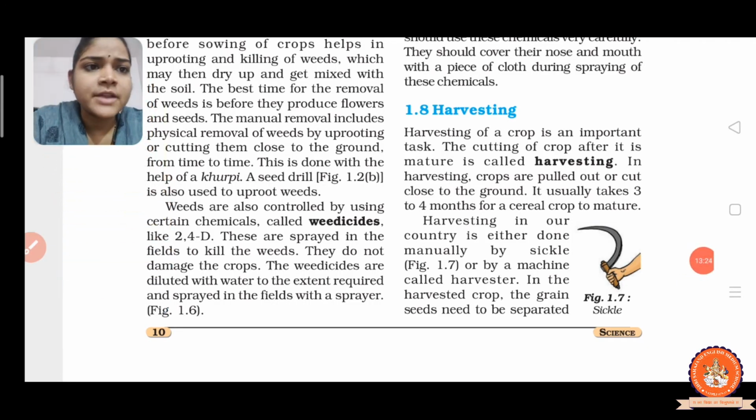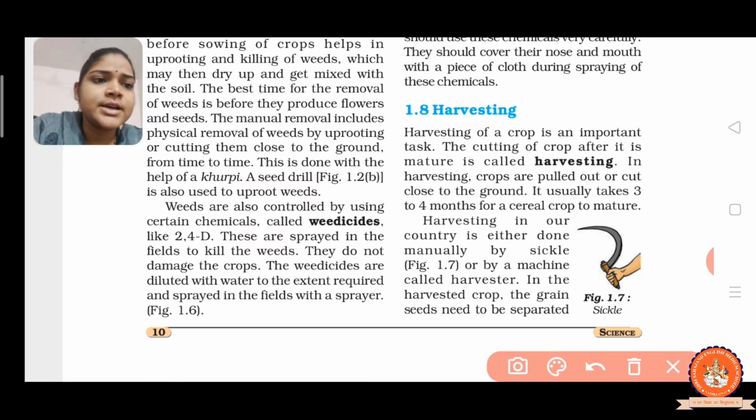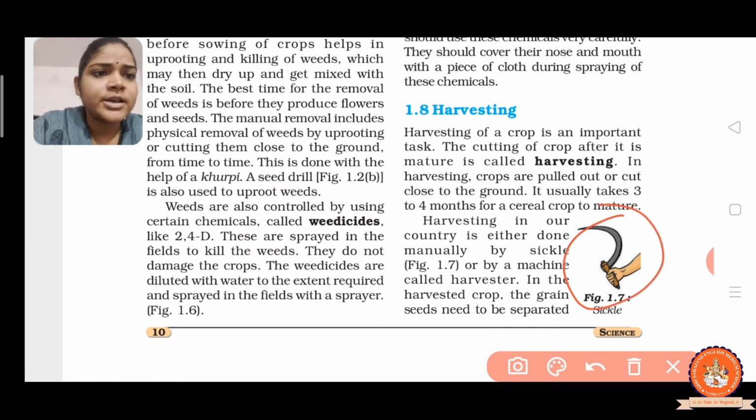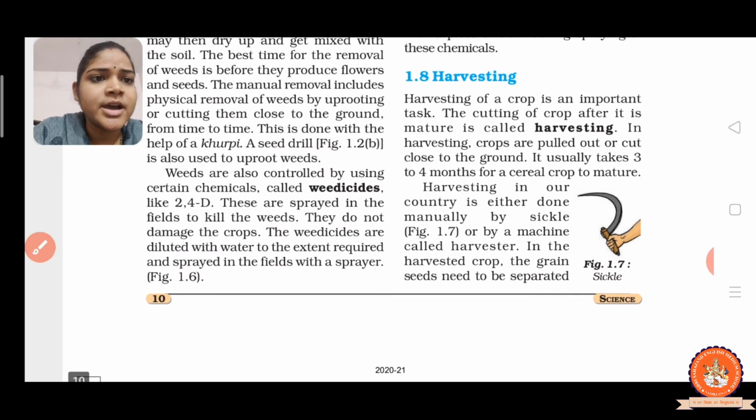Now we will discuss harvesting. Harvesting is the process of cutting or gathering the crop with the help of a sickle. So here the sickle is used for harvesting, right? The proper definition is that the cutting of the crop after it is mature is called harvesting.